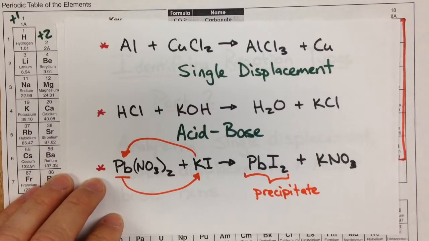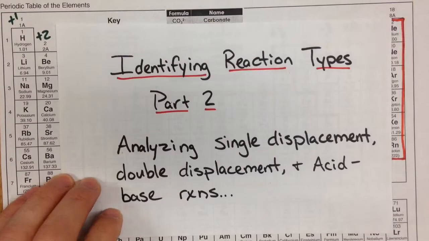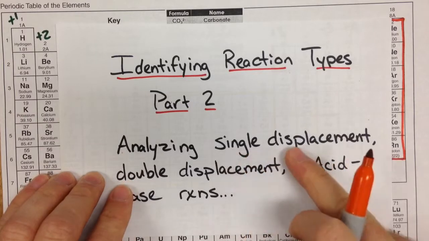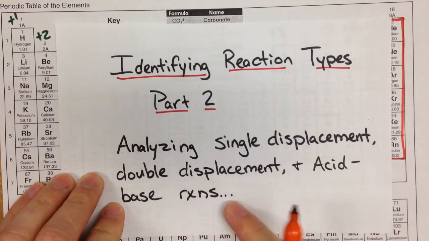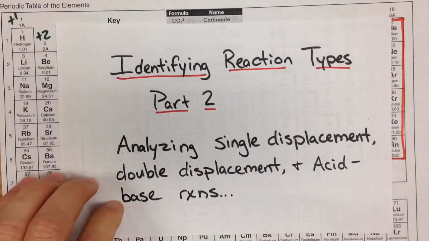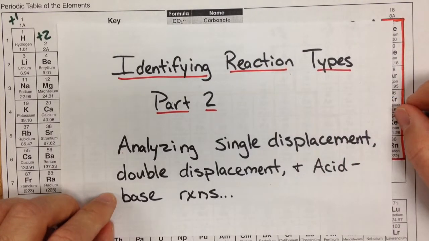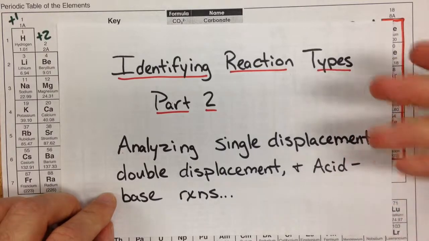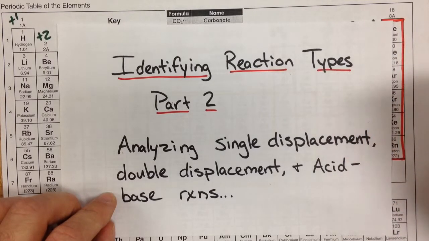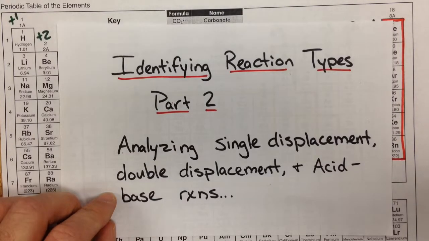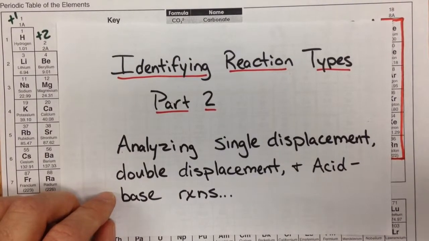All right, so what we've done in this video is we've identified reaction types. We've taken a look at single displacement, double displacement, and acid-base reactions. Now you should be good and ready to roll for identifying different reaction types. The next step would be to predict the products in a reaction. And that's why it's going to be essential for you to be able to identify reaction types, because that's going to be the first tool in your tool bag to figure out what kind of products will be formed during a chemical reaction. So that's all for now. Hopefully this helps you out and gets you where you need to go.